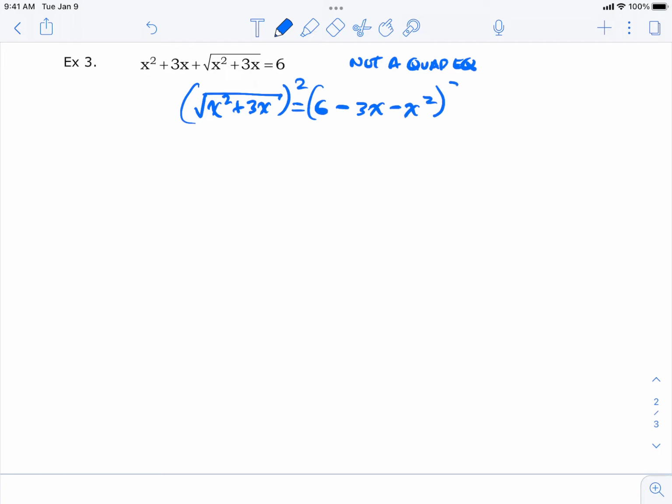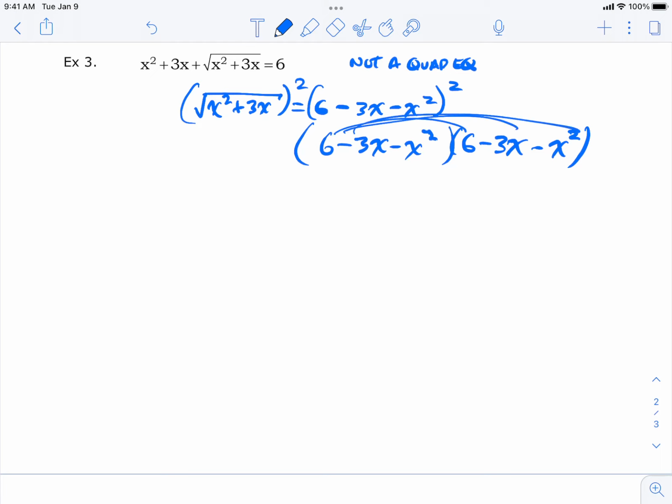Well, you're running into some trouble here. Do you really feel like taking this side and foiling it? Or this is more than FOIL, right? It's 3 terms times 3 terms. Do you really want to do all of this? You're going to have x to the 4th terms. You're going to have x cubed terms. You're going to have x squared terms. You're going to have x terms. You're going to have a constant term. That's going to be a mess.